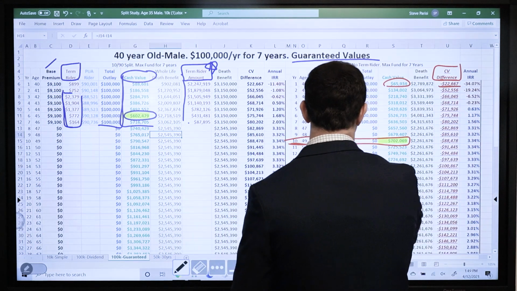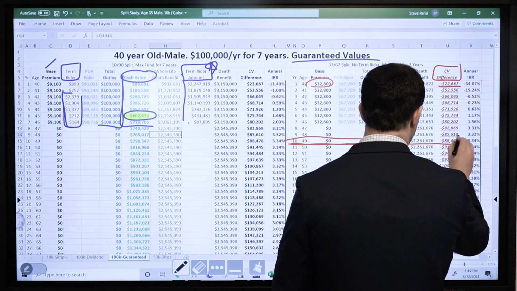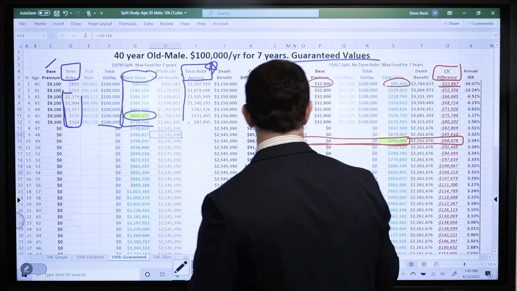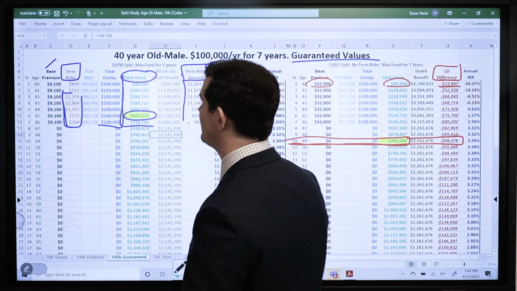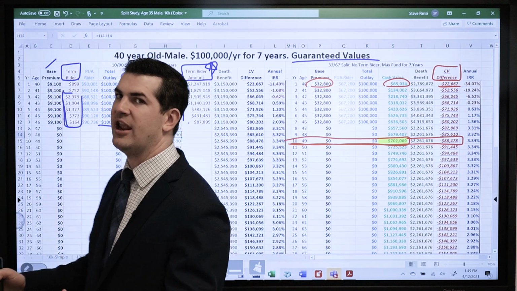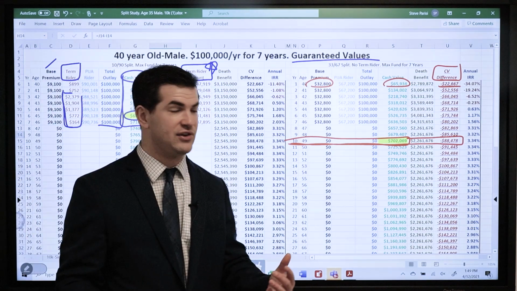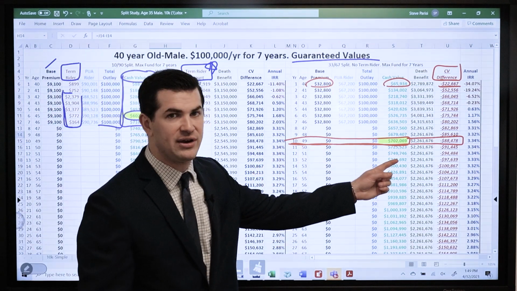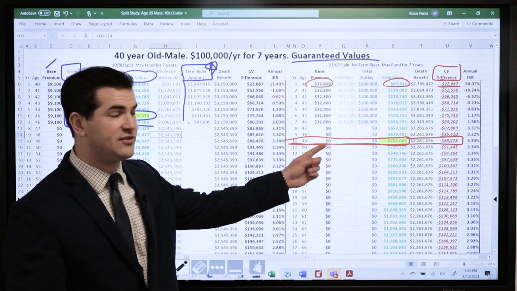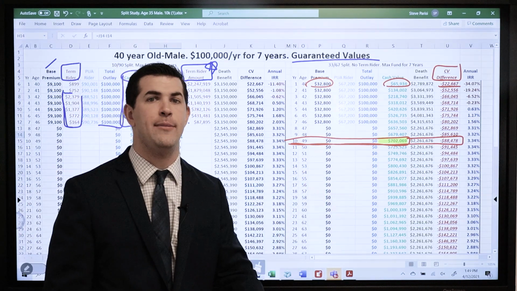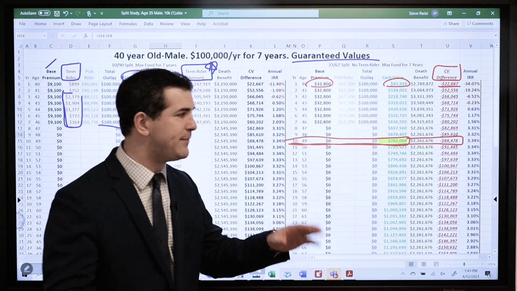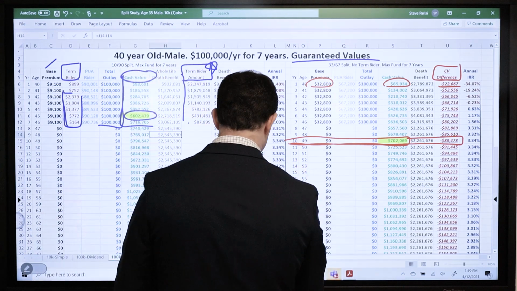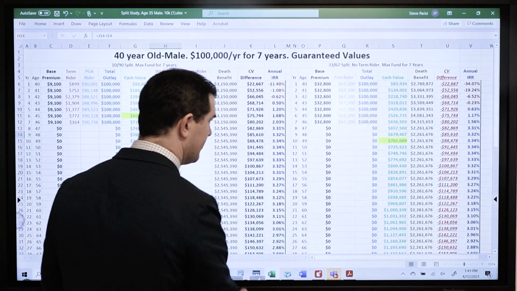By the time I hit year 10, there's $88,000 less with the same policy, same company, everything the same, except for the design in this example. $88,000 less, where I paid in a total of $700,000. That's a significant amount of money. Guarantees apples to apples here. As time passes, does it get any better? No.